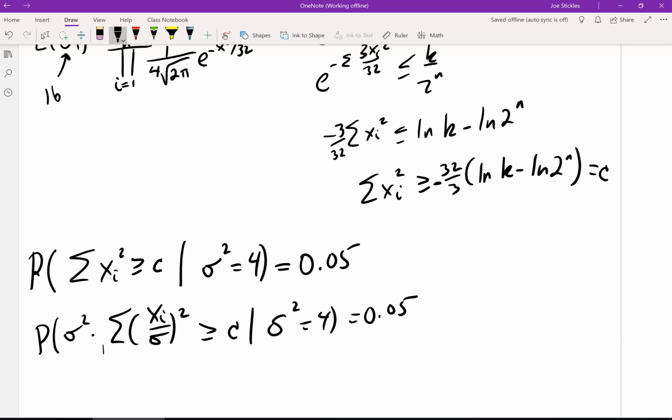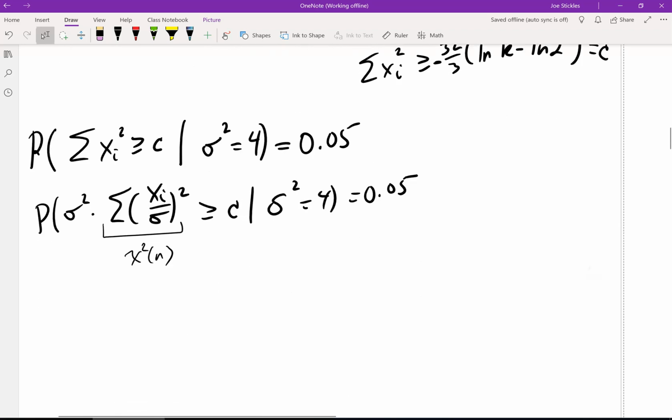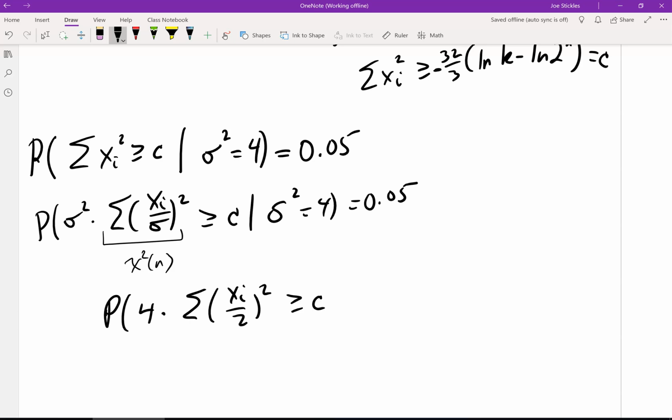So now I know that this piece is chi-squared of n. If I'm given a couple of things, I think they tell us that n is 15, and I know that I want the null hypothesis to be true. So now, for a chi-squared random variable, we want the probability that the sum of x sub i squared over 4 is greater than or equal to some constant is 0.05. But this is some chi-squared random variable, I'll say y.